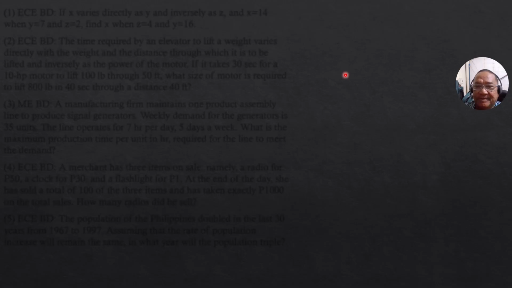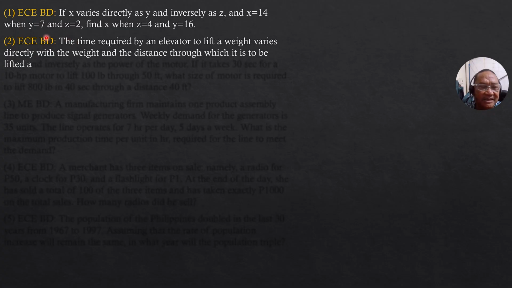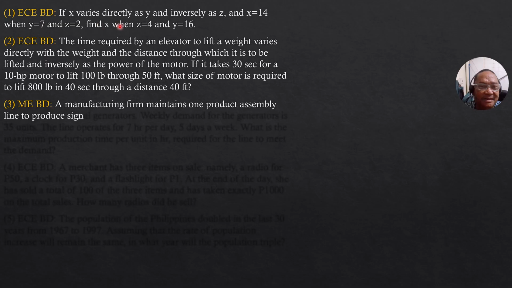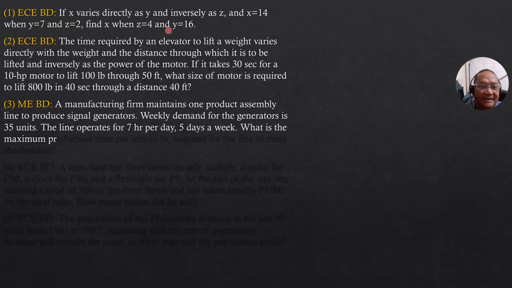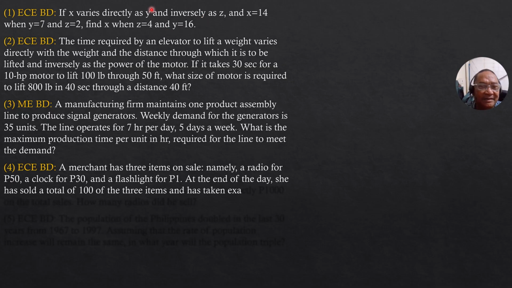So here is problem 1. This is a seaboard. If x varies directly as y and inversely as z, and x is 14 when y is 7 and z is 2, find x when z is 4 and y is 16. So first, let's interpret the statement, transform this into an equation, and after that, we express the constant of proportion or variation k in terms of the other parameters.